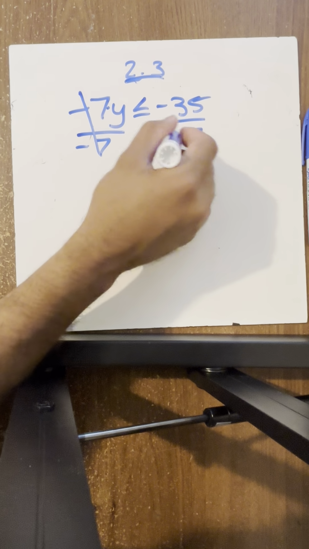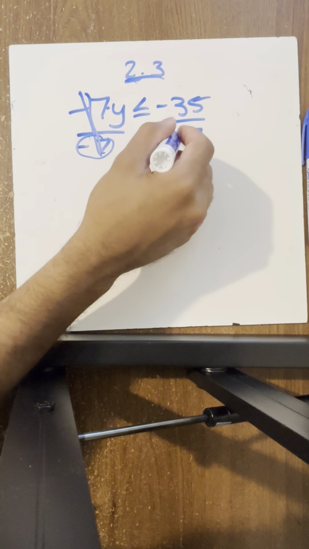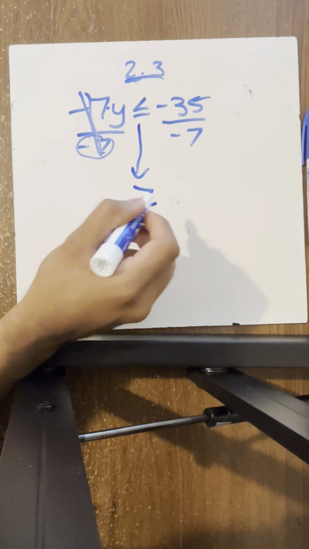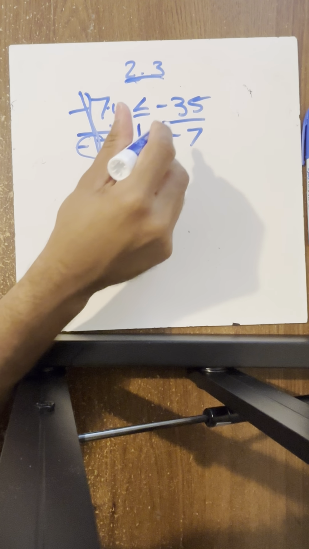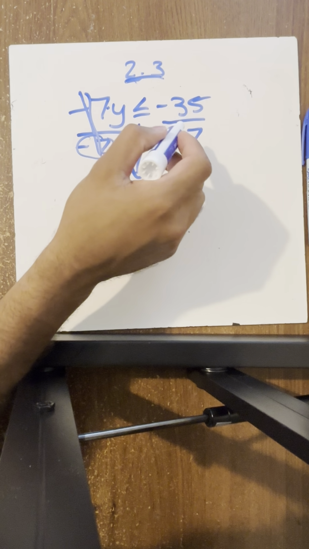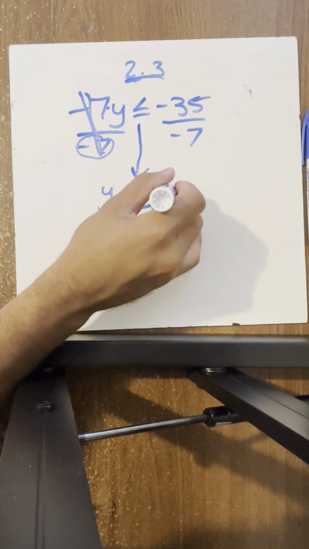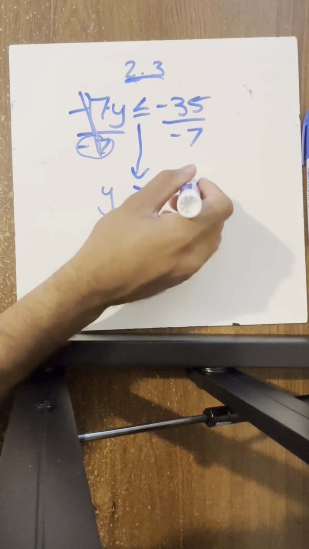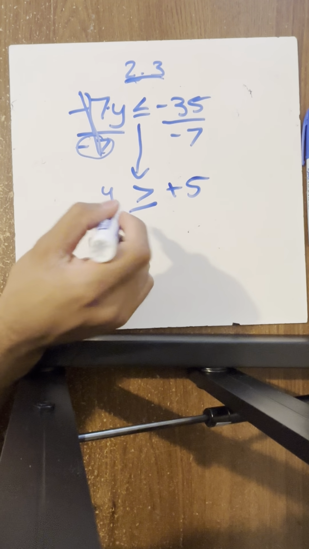Notice that the number that we divided by on both sides was -7 and it was negative. So we've got to make sure that we flip this sign to face the other way when we do that. Notice again the signs of these numbers. They're both negative and we divide by the same sign. The answer is positive. 35 divided by 7 is 5. And this is your answer.